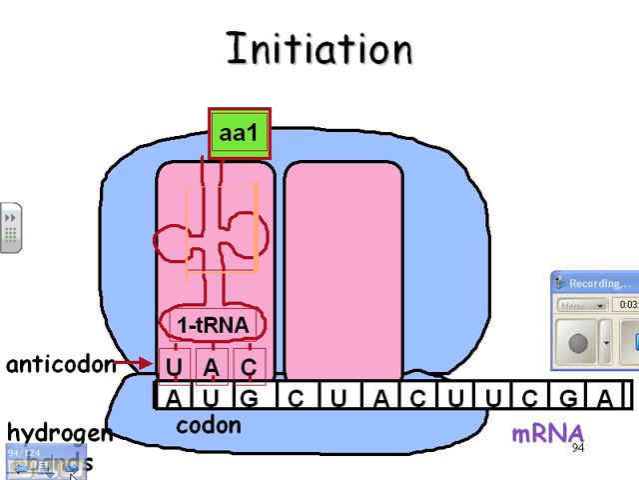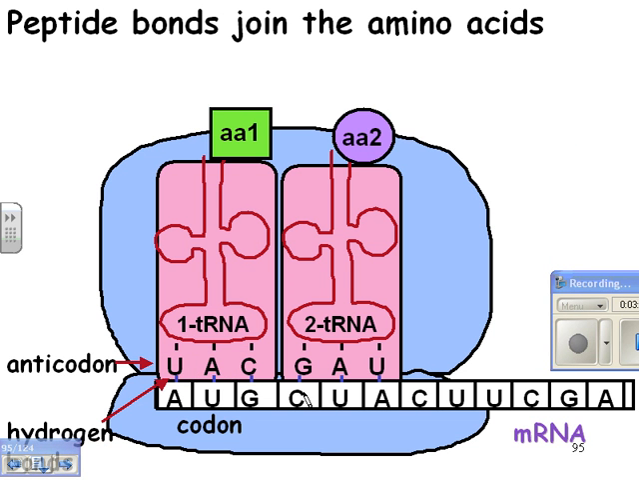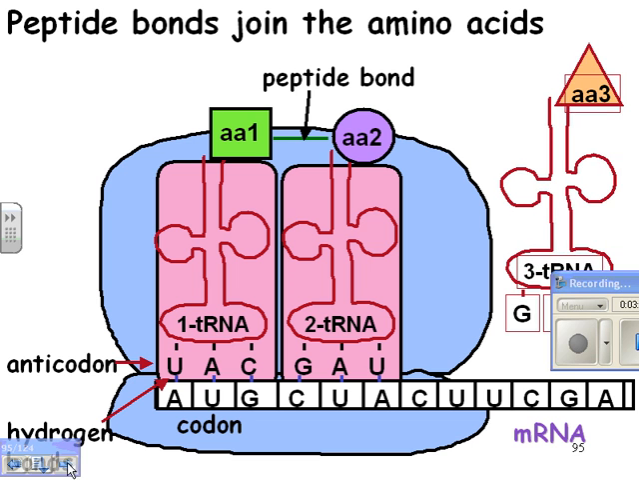Oh, and one more thing too, these are hydrogen bonds. They're weak bonds. They don't need to be held together very strongly. So then another transfer RNA molecule will come along, and these are again complementary. And this one, GAU, will always code for this particular amino acid. And then a peptide bond will be formed. A peptide bond is just a covalent bond between amino acids. So it's a strong bond.